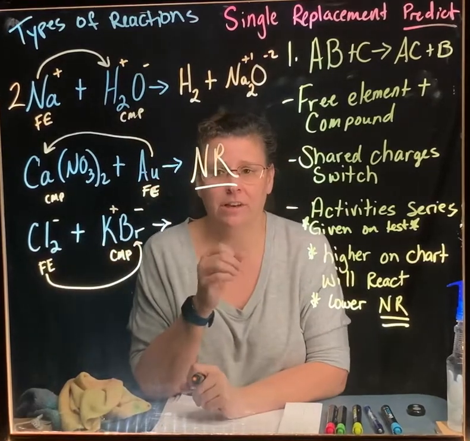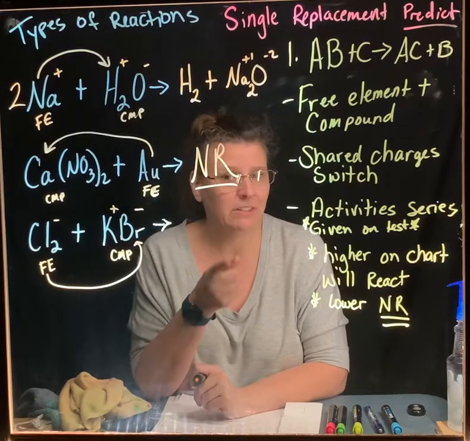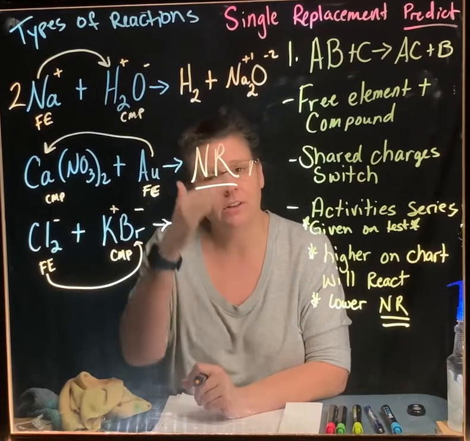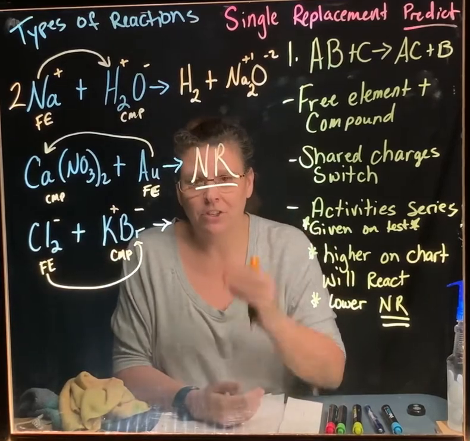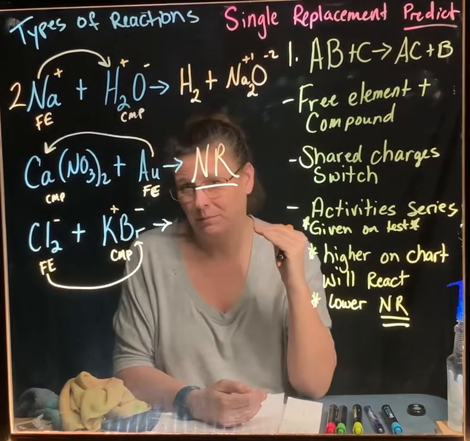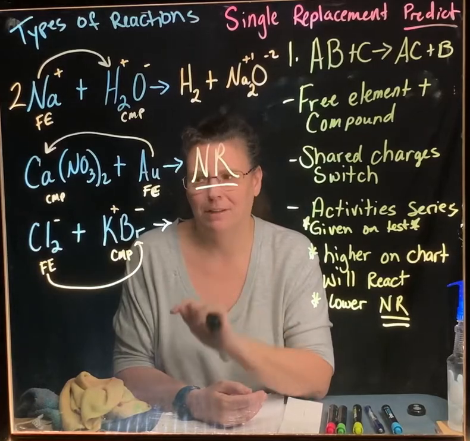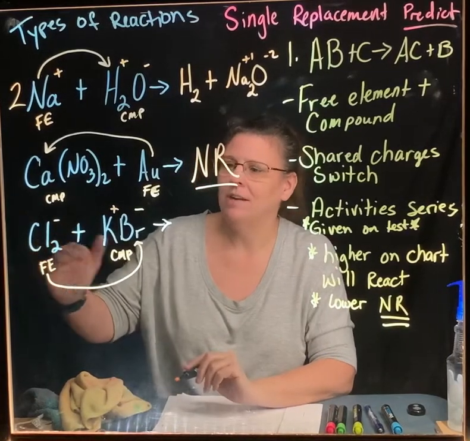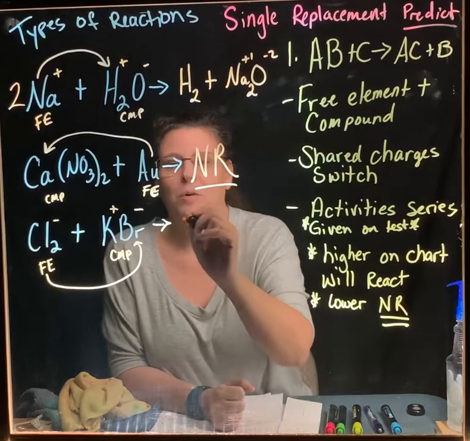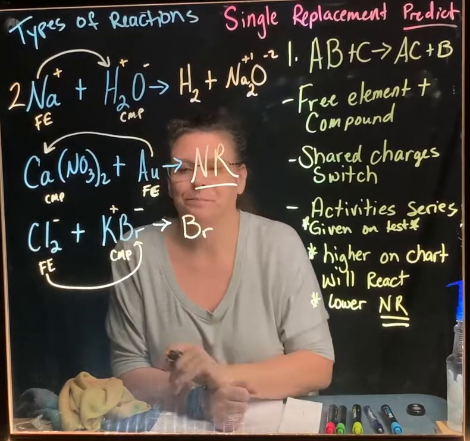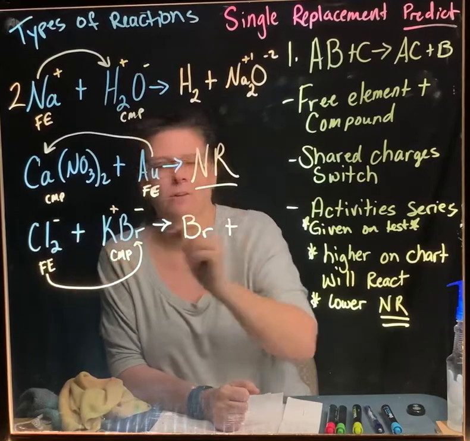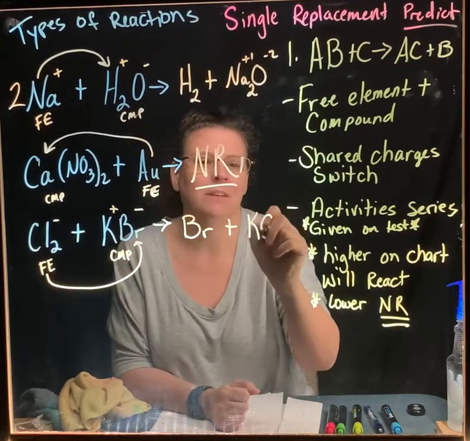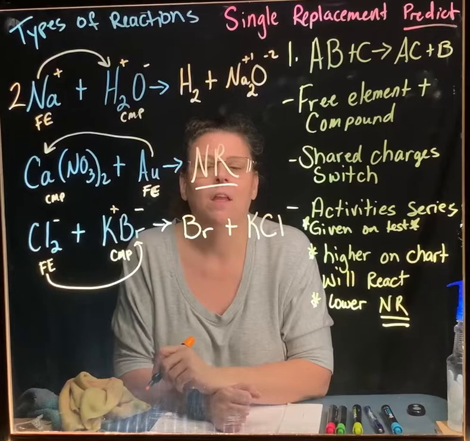So there's two ways to look at it. There's an activity series that I believe is on that chart, but if not, you can look in your periodic table and look at your halogens. If the halogen is higher than the one it wants to replace, then it will replace it. So if you look, chlorine is higher than bromine, so bromine is going to get knocked out, and then we're going to put the potassium with the chlorine, and remember, positive then negative, okay?